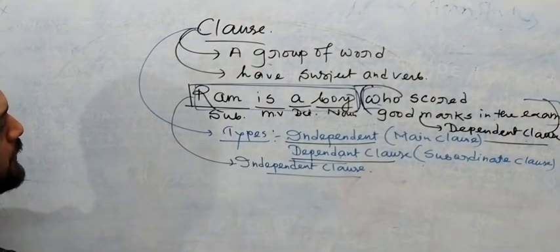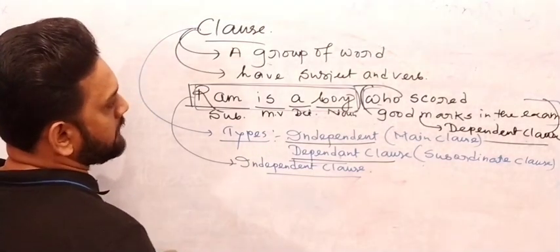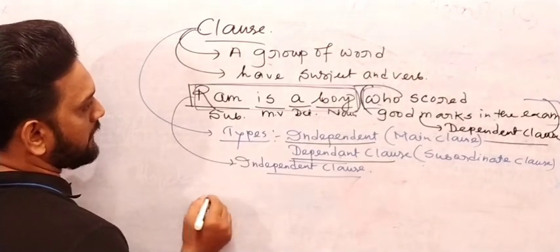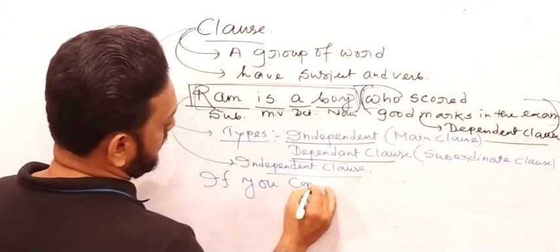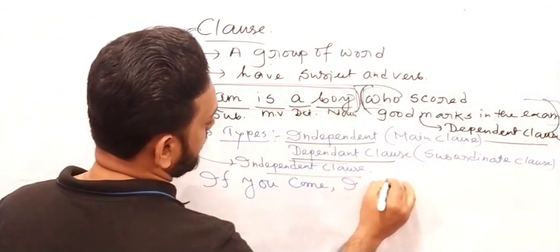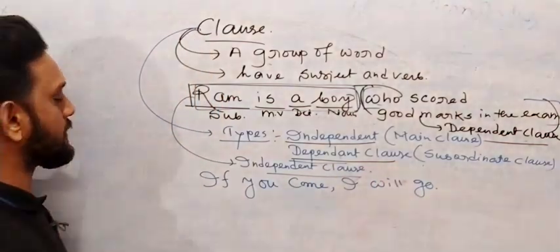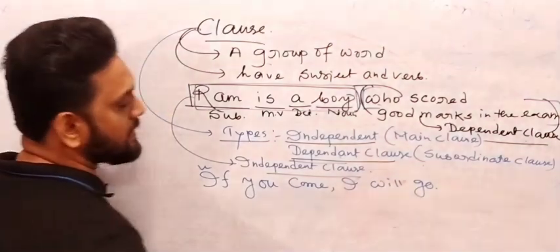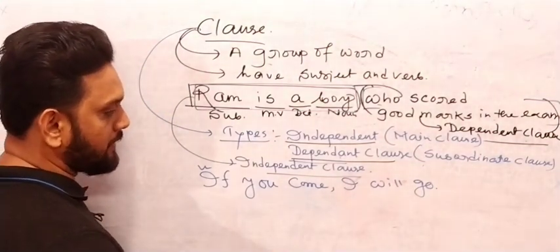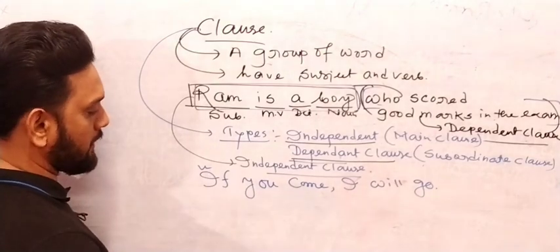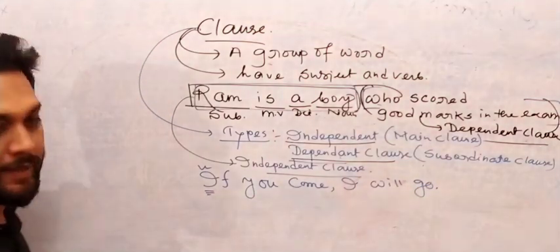You see, another example I would like to write: if you come, I will go. So this sentence is a complete sentence from "if" to "go". What I say a sentence is, it's a group of words which has complete meaning, complete expression, starting with a capital letter and ending with a full stop. Got my point? It's a sentence.